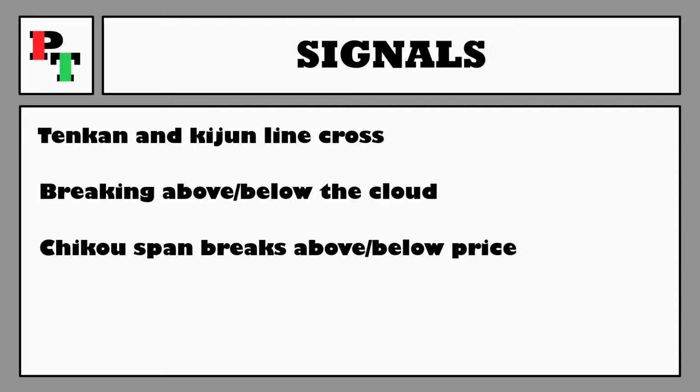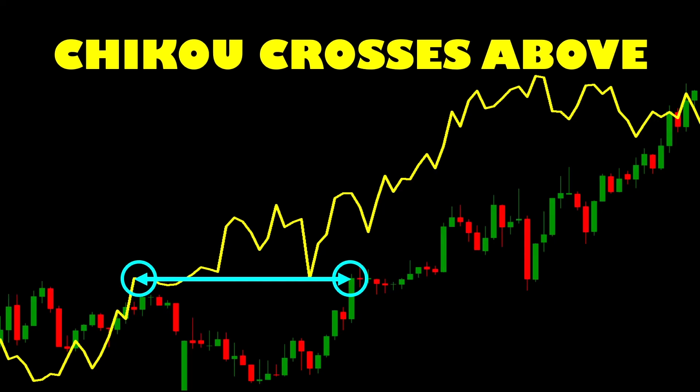Another simple signal within the Ichi indicator comes from the Chikou span line, and it is based on when the Chikou line breaks above or below price. When the Chikou span crosses above price, that can be a signal for you to get into a buy trade, as it means the current price is higher than it was 26 periods ago, so buyers must have taken some control of the situation since then.